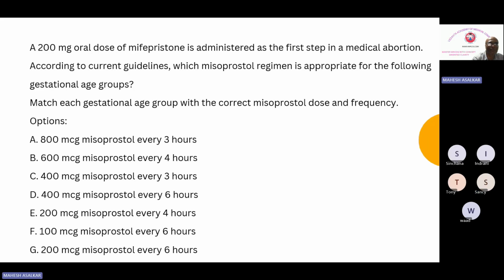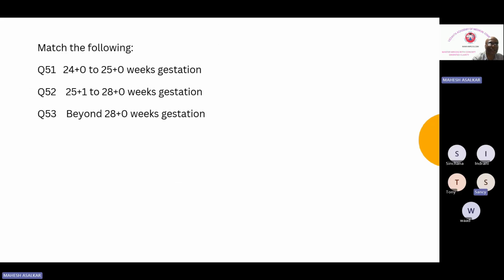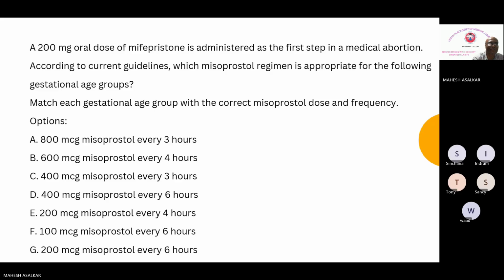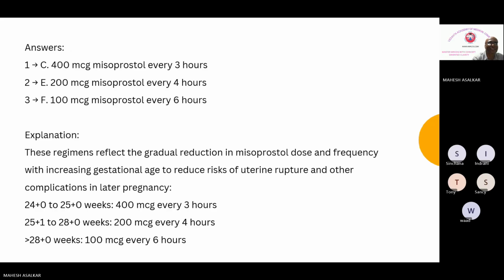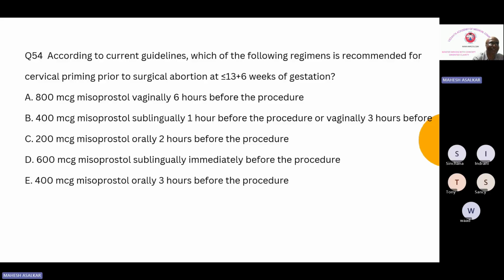Now let's come to the answer. The first was up to what? 24 to 25: 400 misoprostol every 3 hours, option C. Then 200 every 4 hours. And then 100 every 6 hours. So is it correct now? You are able to recollect this? That is why not only reading, you have to practice. Go ahead with the next question.